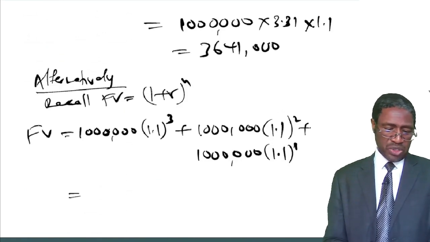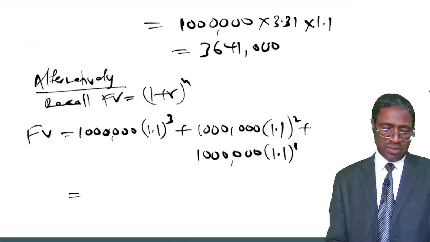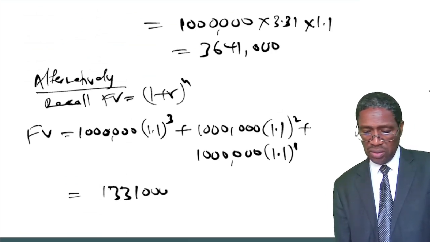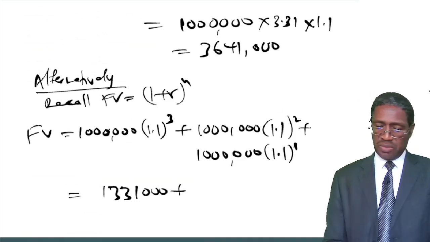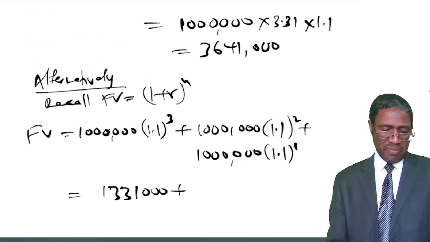That is 1.1 to the power of 3. I multiply that by a million. I'm getting 1331 plus. Let me just multiply 1.1 to the power of 2 times a million.